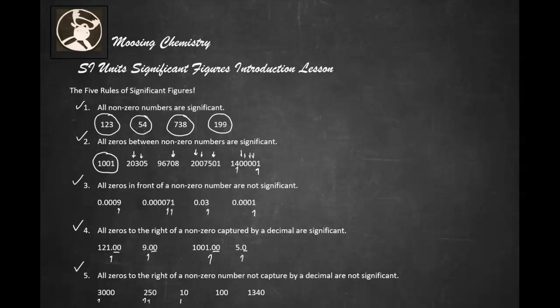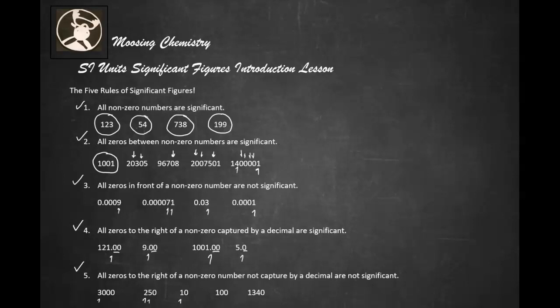And this number here, the number 1 is significant, but the 0 is not because it's not captured by a decimal. Remember, captured by a decimal means that you have a non-zero number, then you have a decimal, then you have the zeros trailing that decimal. So those are captured zeros.